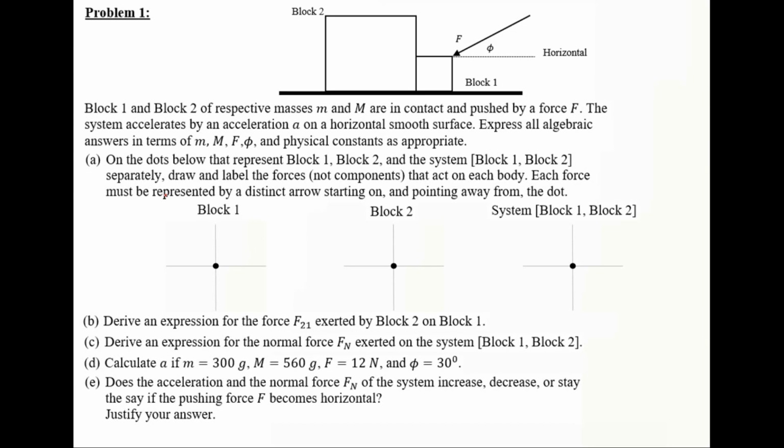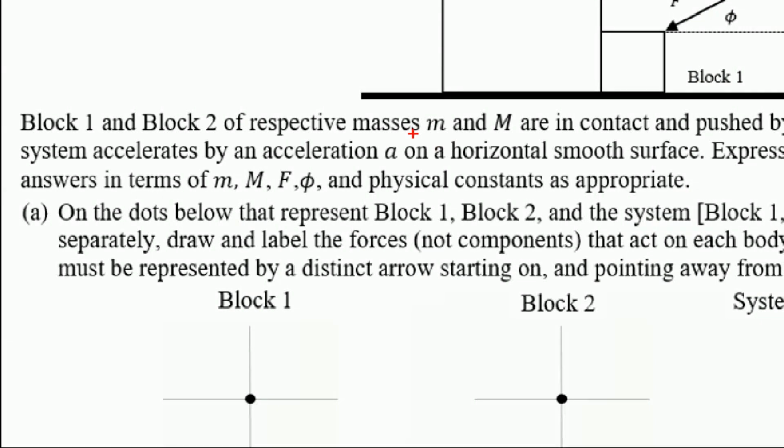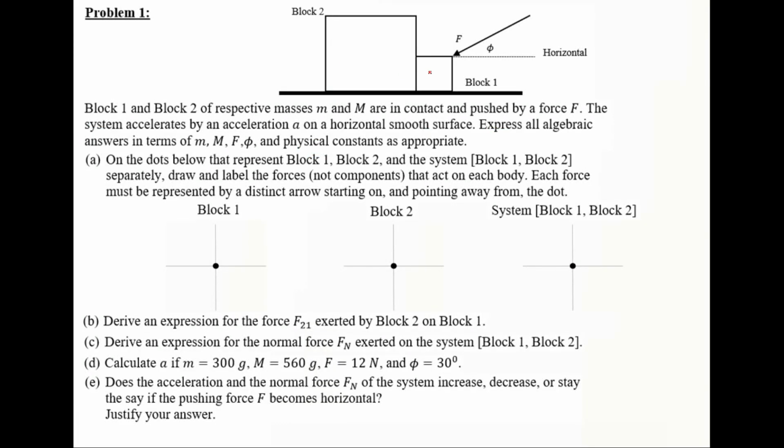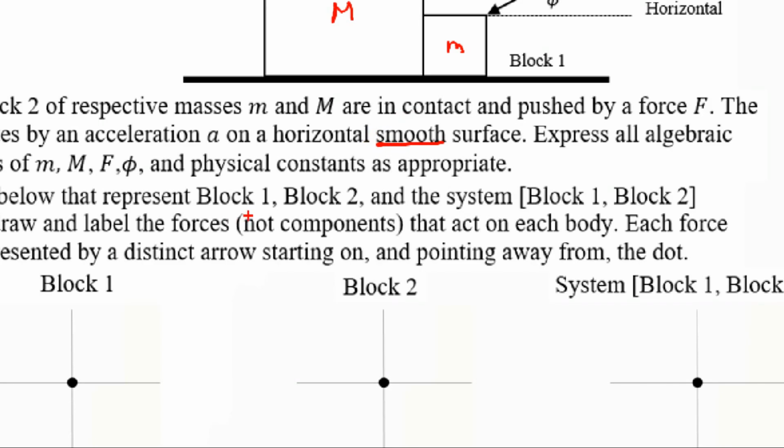Then problem 1, so basically this is what we will be expecting in our free response paper. Blocks 1 and 2 of respective masses small m and capital M, because they are respective, are in contact and pushed by force F. The system accelerates with an acceleration A on a horizontal smooth surface. The moment they mention it's smooth, then no friction.